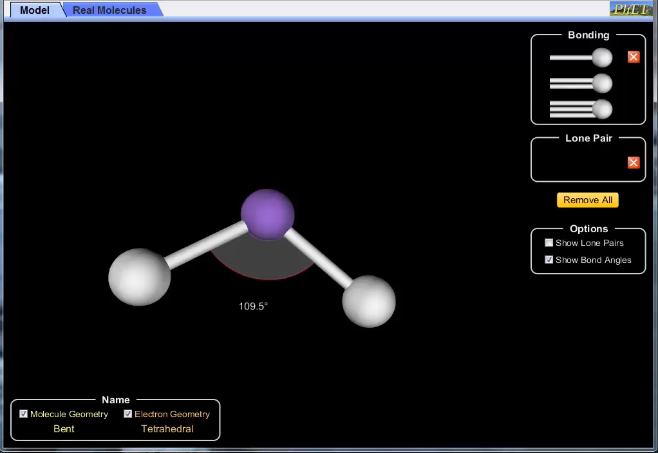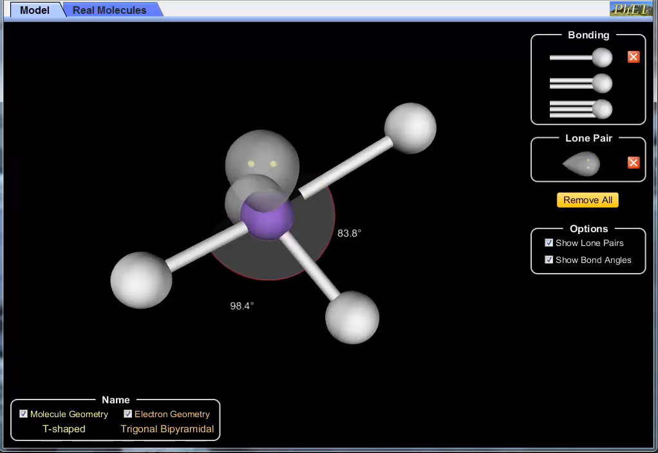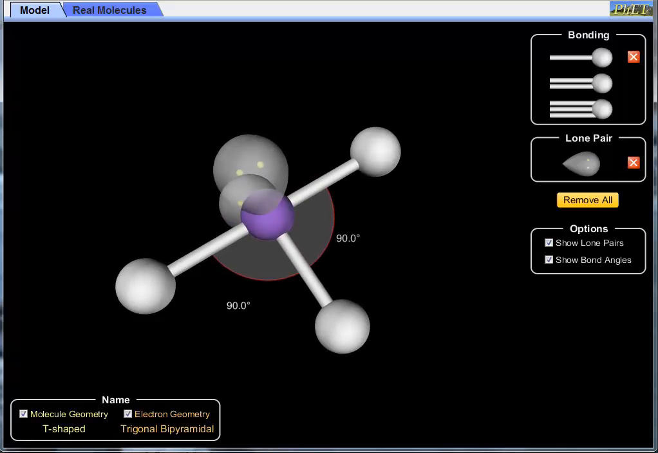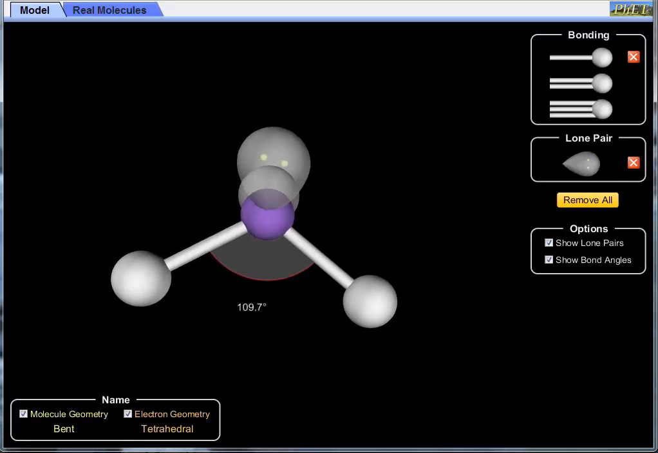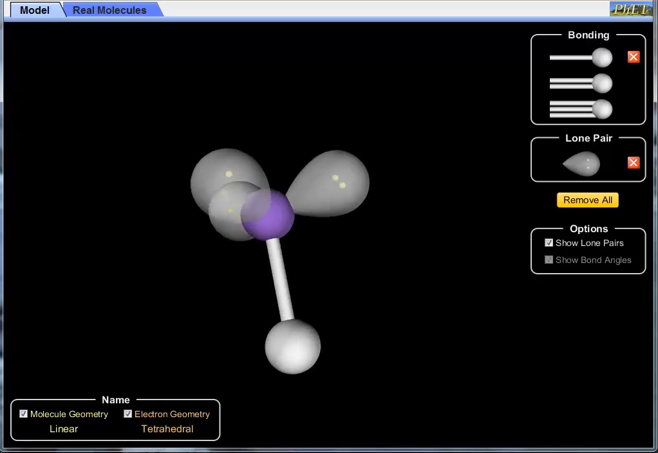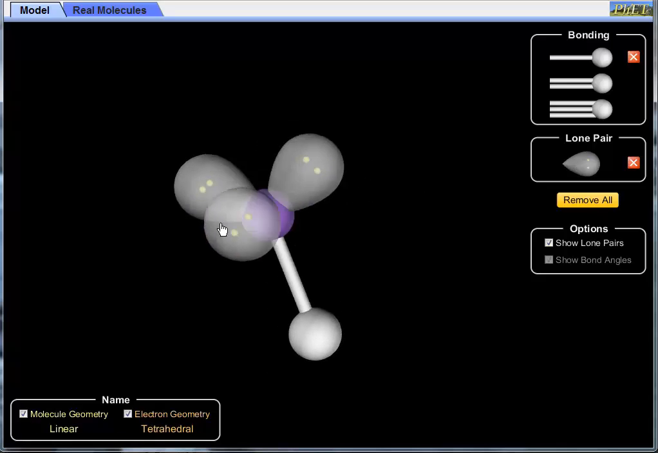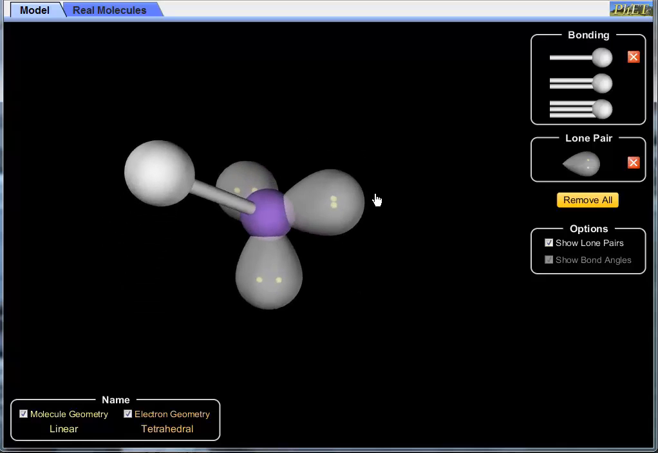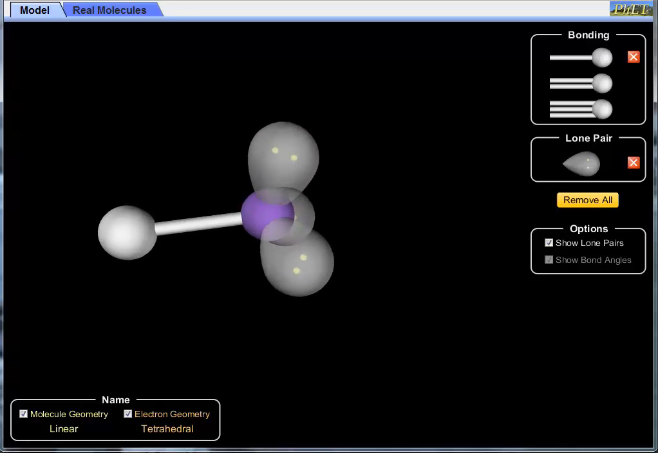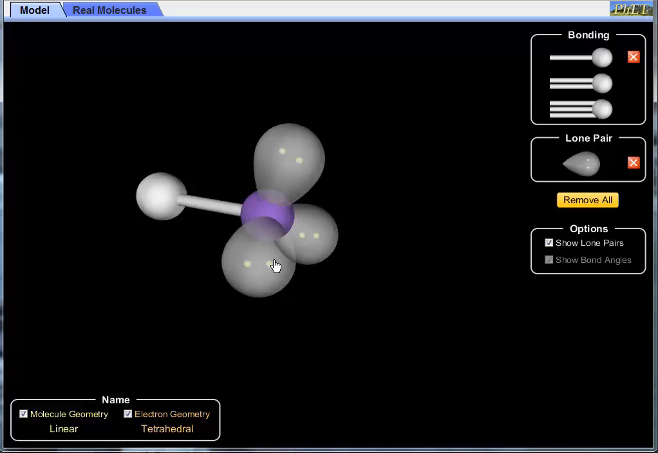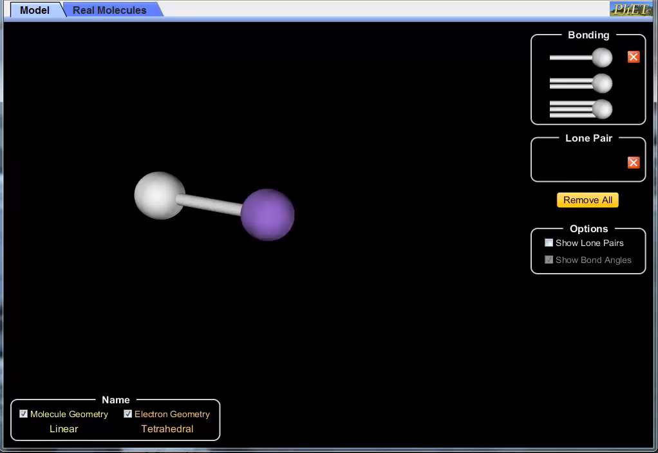If we go back to our model now and show the lone pairs again, now we remove one more of those and we add the third lone pair. And this molecule then is a relatively simple idea. It's linear. Even though the electron domains are arranged in a tetrahedral pattern, that is, the electron geometry is tetrahedral, when we hide the lone pairs, we can see that the molecule itself is linear.